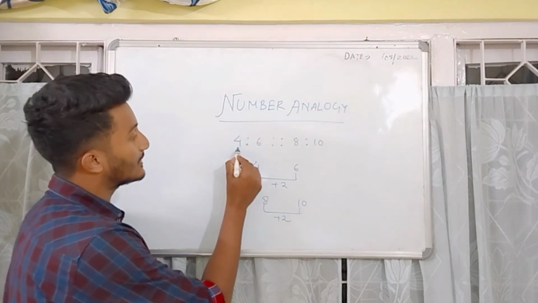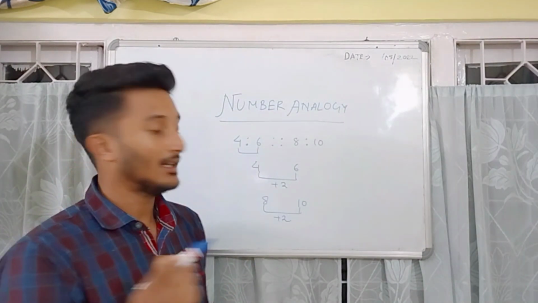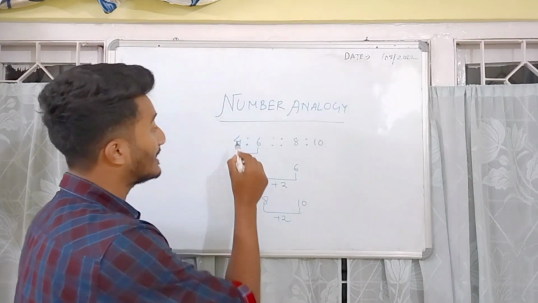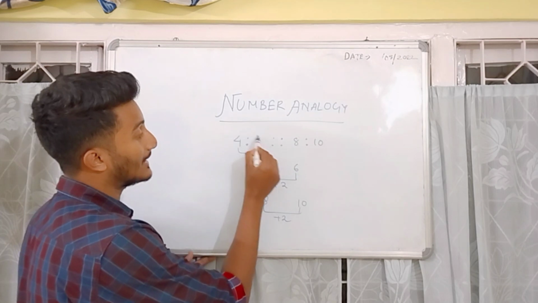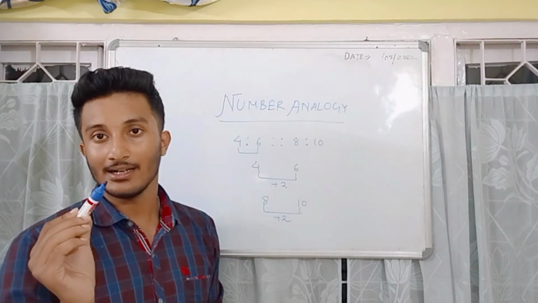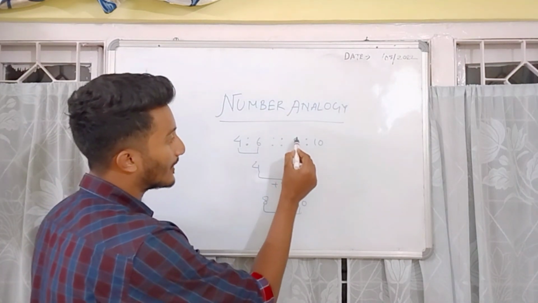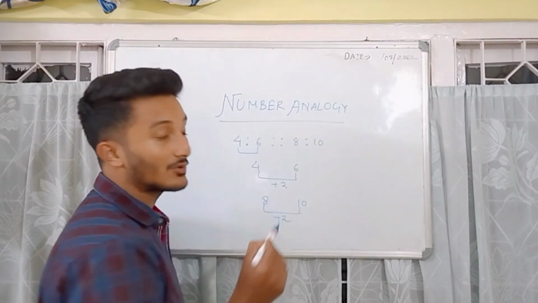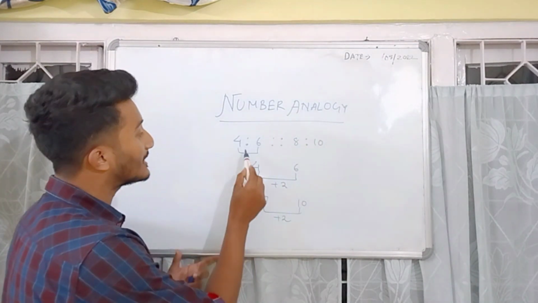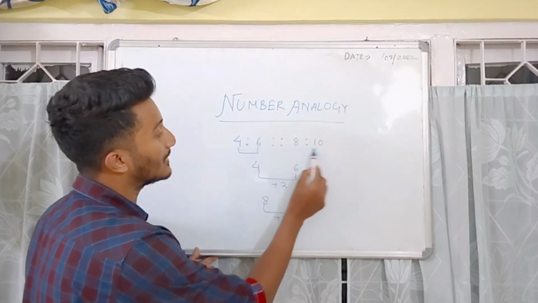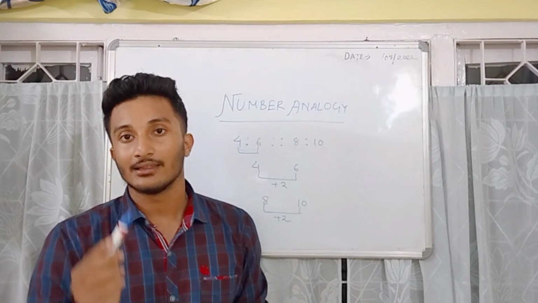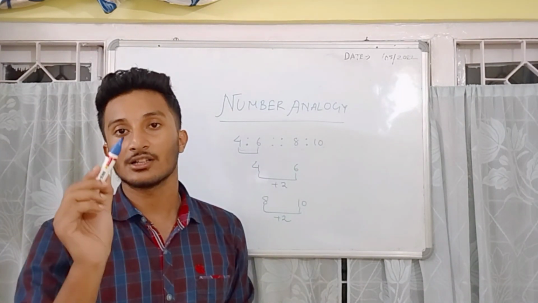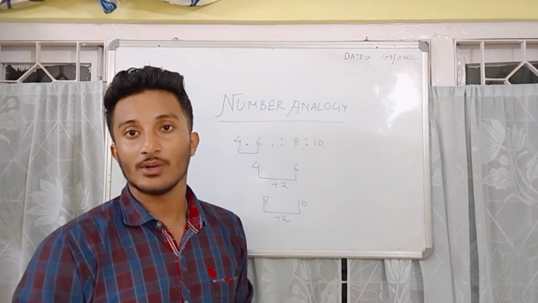So in the first two numbers, the relation that is used to get the second number from the first number is plus 2, right? In a similar way, from 8 to 10, we have used plus 2 as well. Whenever we use the same relation of the first two numbers in the second two numbers as well, then we can say that those numbers are in analogy. This is the concept of analogy.